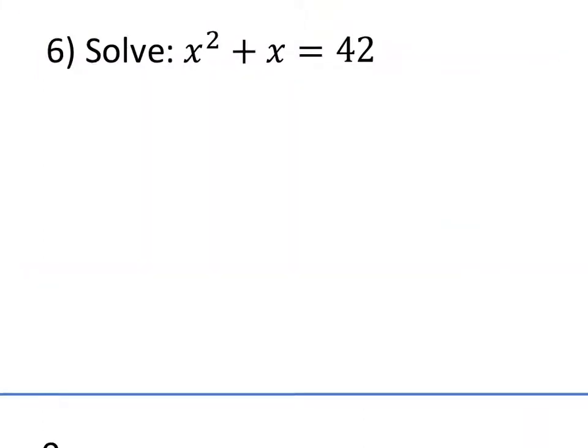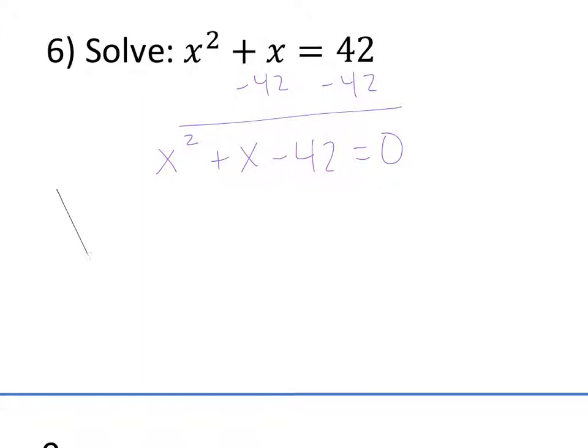All right, number 6 says solve x squared plus x equals 42. So the first thing that I would need to do here is get my equation equal to 0. So I'm going to subtract 42. So I essentially move it to the other side and get x squared plus x minus 42 equals 0. And then I'm going to use the diamond method to factor here because 1 is the coefficient in front of x squared. So I'll say factors of negative 42 that when added together give me 1.